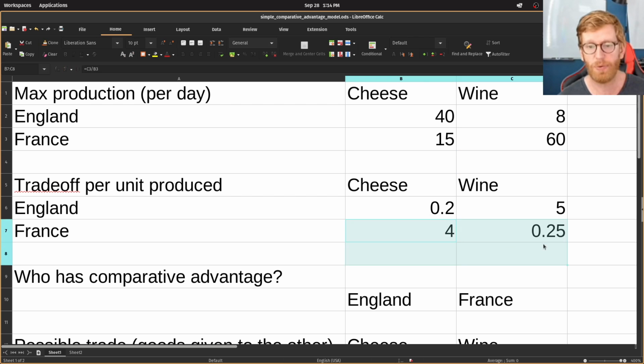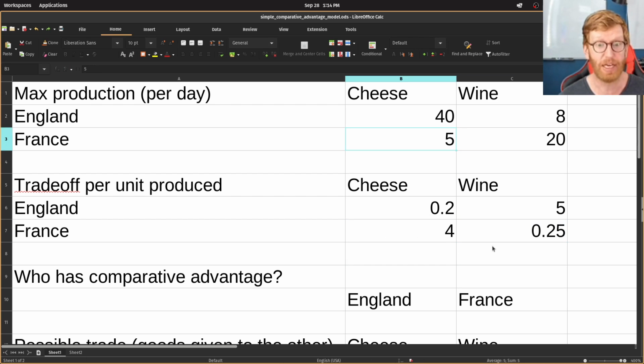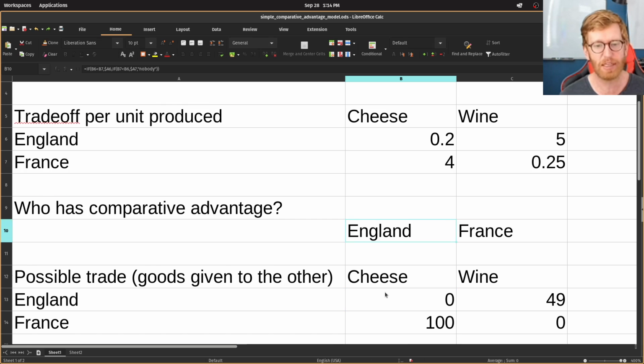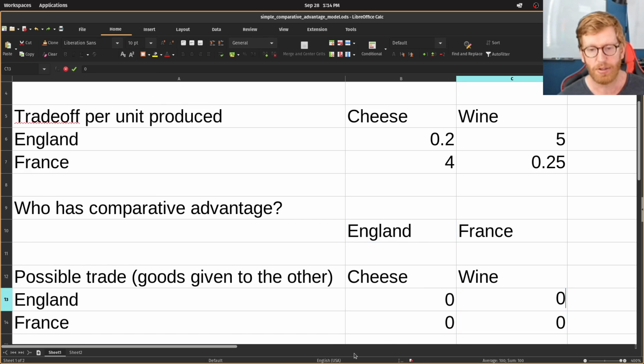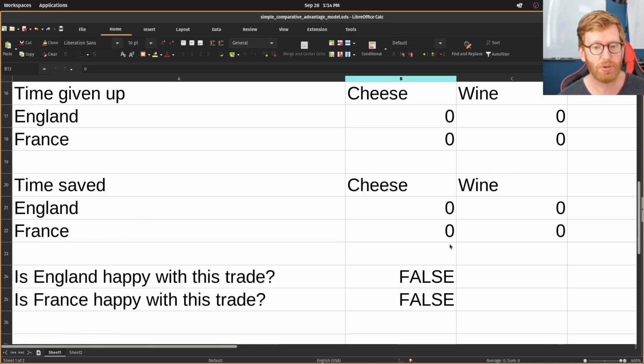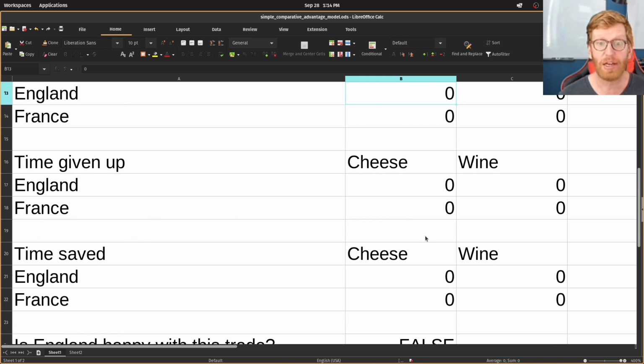But notice 4 and 1 over 4, we get the same result in either case. So we'll stick with the numbers in the question. We can see England has comparative advantage in cheese. They should be selling cheese, not wine. All right, so at 0-0, no one's gaining because we're not trading.